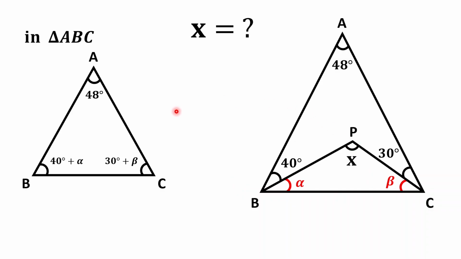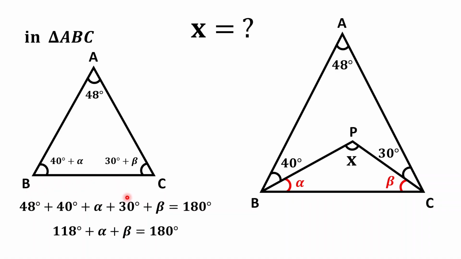Now, using the important tool in geometry, we know that adding up the interior angles gives us 180. Therefore, we can write that 48 degrees plus 40 degrees plus alpha plus 30 degrees plus beta gives us 180. Adding up 48 plus 40 plus 30 gives us 118.